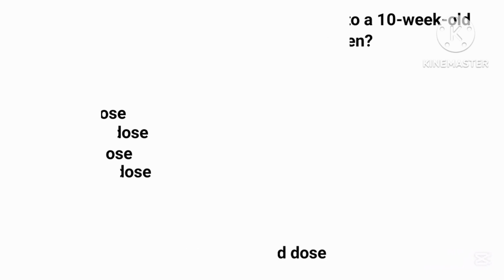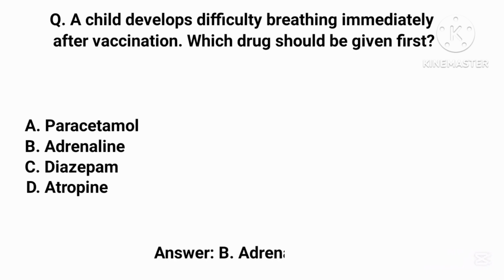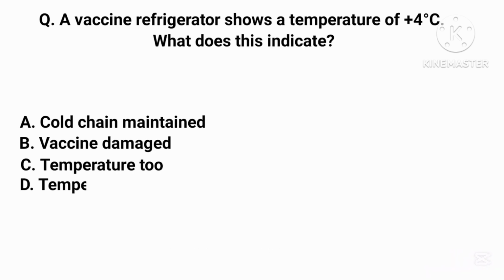Second dose. A child develops difficulty breathing immediately after vaccination. Which drug should be given first? Correct answer is option B. Adrenaline. A vaccine refrigerator shows a temperature of +4 degrees Celsius. What does this indicate? Correct answer is option A.